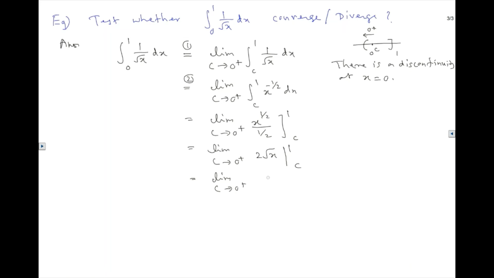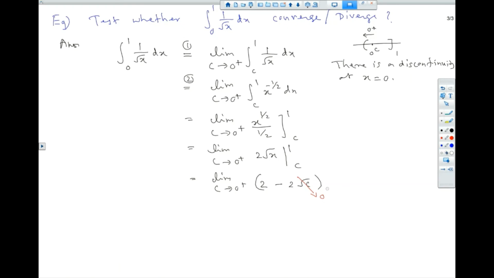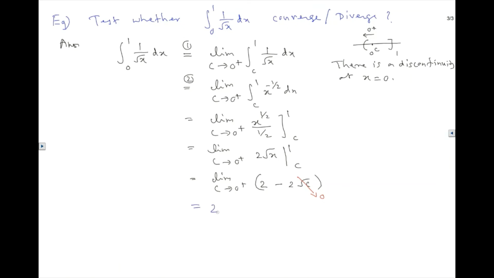Now let's plug in the values. When you plug in, you get 2 when you plug in 1, minus 2 square root c. Now we find the limit as c goes to 0. When c goes to 0, this term goes to 0. So your answer becomes 2, and we know this is a finite number.